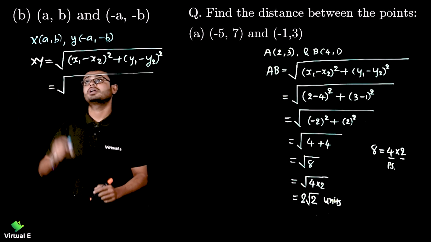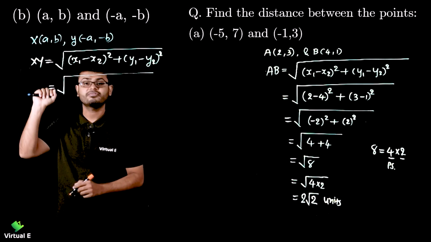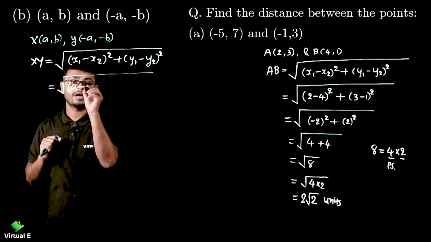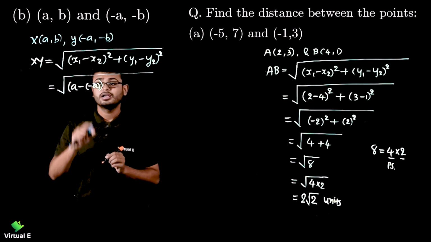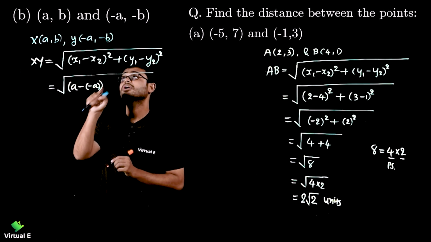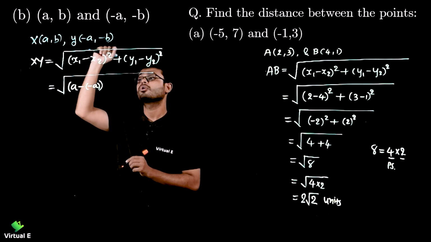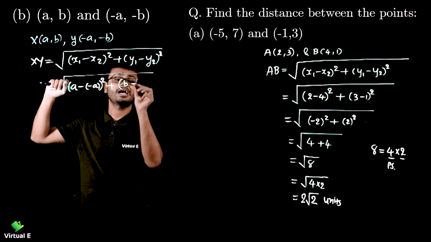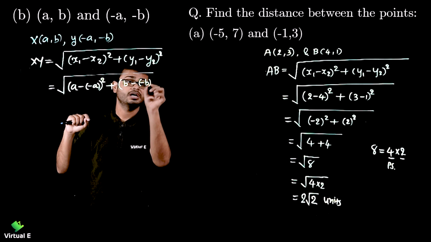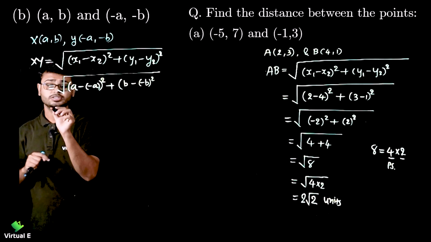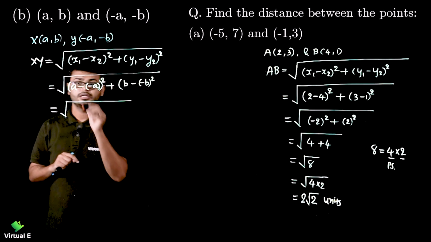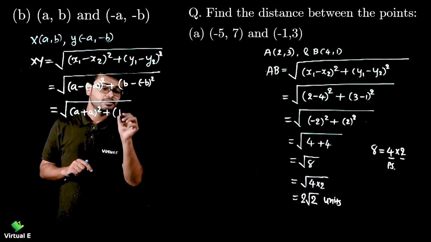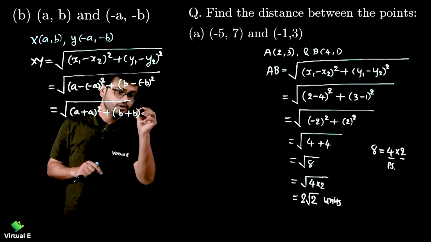x1, what's the value of x1? You will be taking the x coordinate of X, which is a. So a, then the x coordinate of Y, minus a. Be careful, minus sign for the formula and minus a because it is given in the point coordinate. So square, plus then y1, b over here, minus minus b. Again remember that, be careful. So square root again here: (a minus (minus a)) whole square plus (b minus (minus b)) whole square.